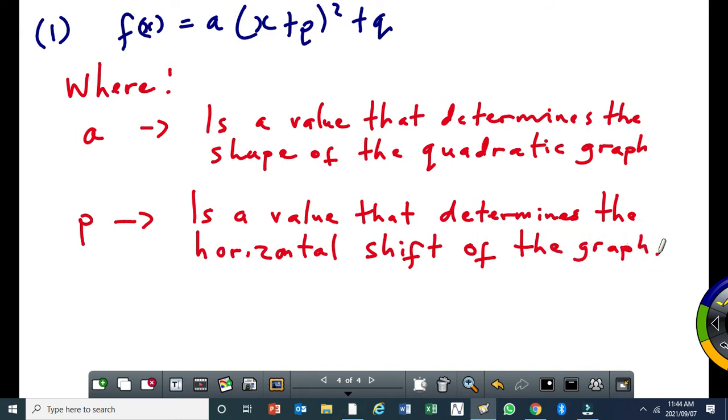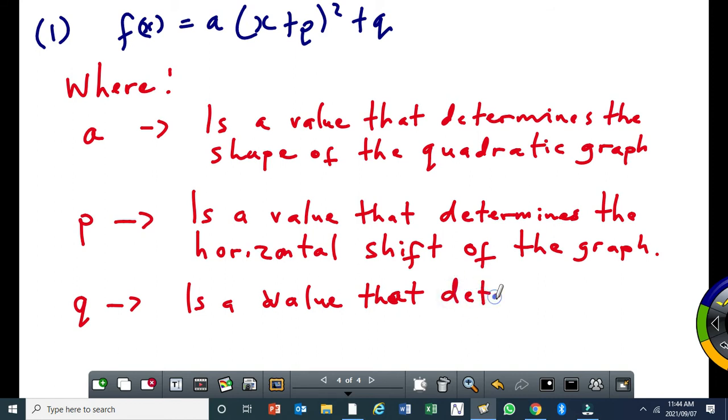Okay? And I'll also talk about the shape of A, just to remind you. Okay, the smiley face and the sad face, I'll talk about that. P, I'm going to talk about it. That is the effect of P. Then Q, the value that determines the vertical shift.